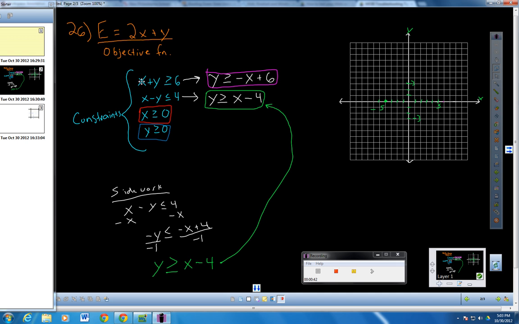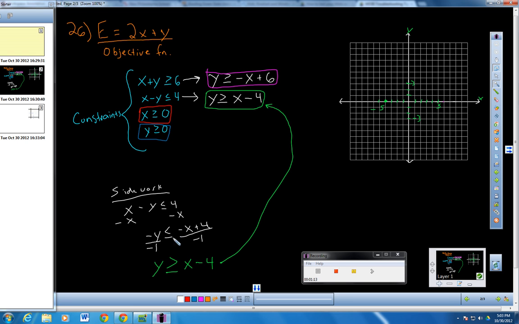If you'll notice right here, let's start with the first one. I converted this one by subtracting x from each side. I know that 6 minus x is the same as negative x plus 6. Whenever I have an x minus y, understand that minus y is the same thing as saying plus a negative y. I subtract x from each side. And then I have that negative y is less than or equal to negative x plus 4.